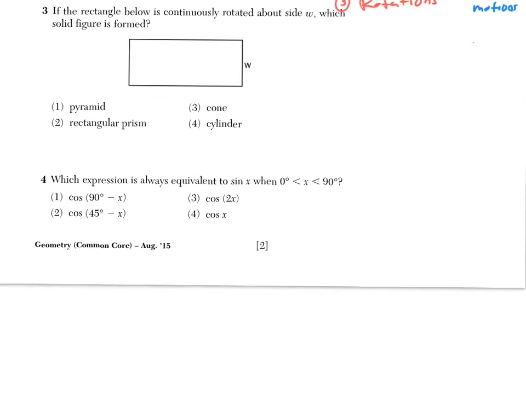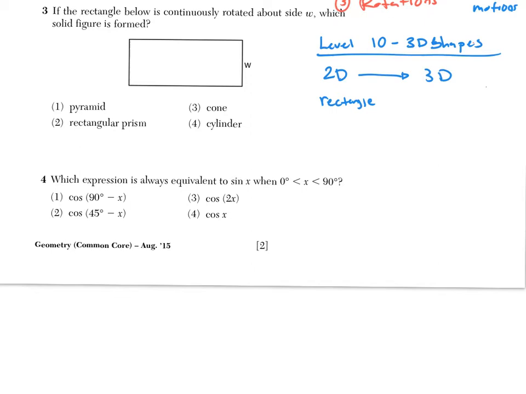This is something that we've actually just covered. If a rectangle below is continuously rotated around side W, which solid figure is formed? Well, which level is this from? We should know this. This is from level 10, and that's where we learned about 3D shapes. And this is what you should be going over in your head. There are 3 two-dimensional shapes that, if you rotate them around, give you a 3-dimensional shape. Those 2-dimensional shapes are a rectangle, a circle, and a triangle.